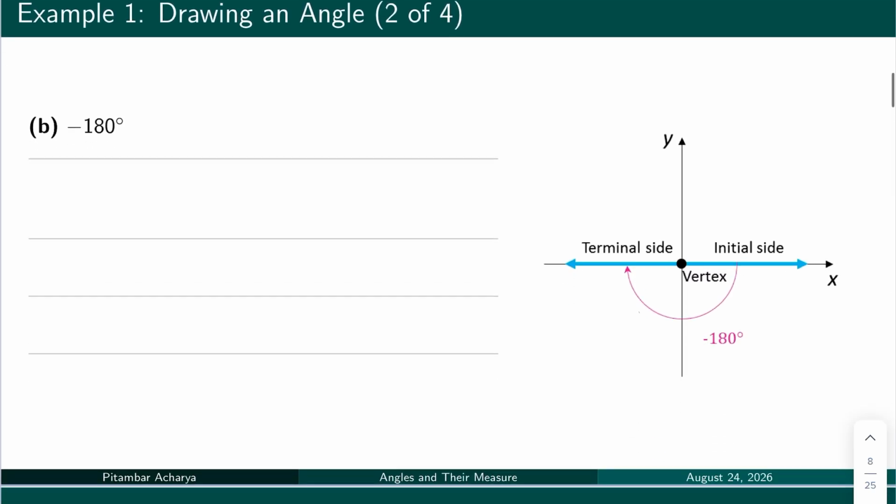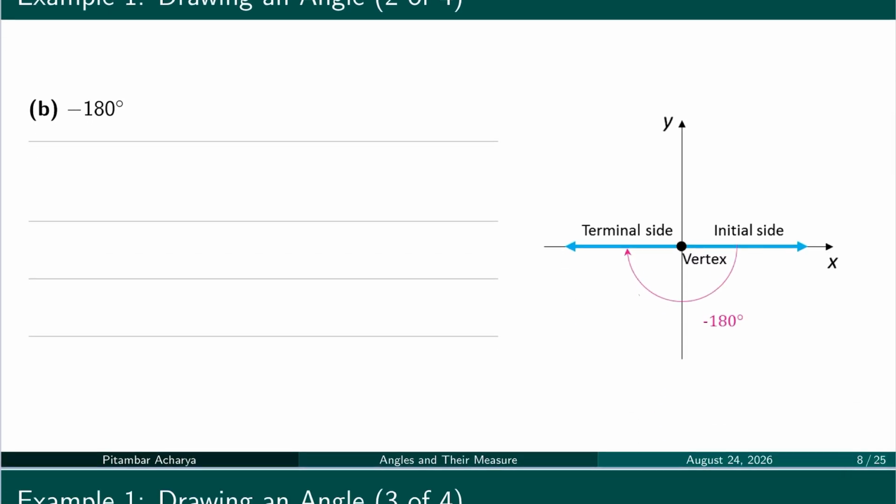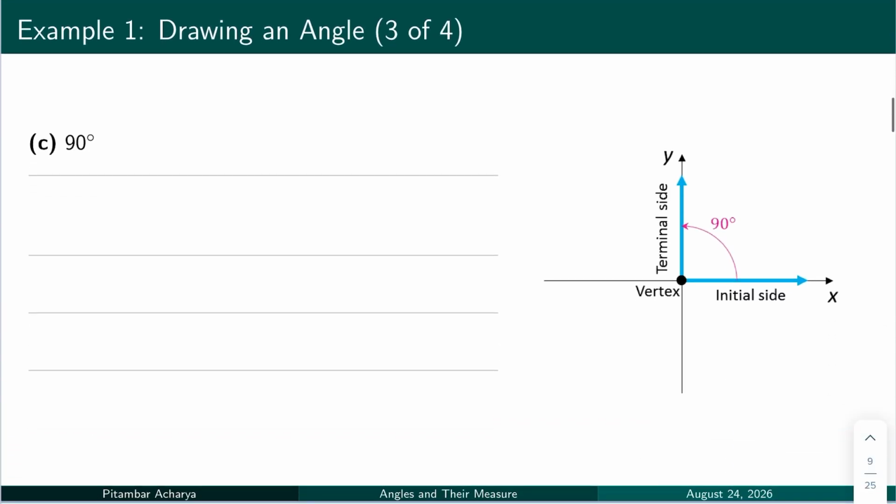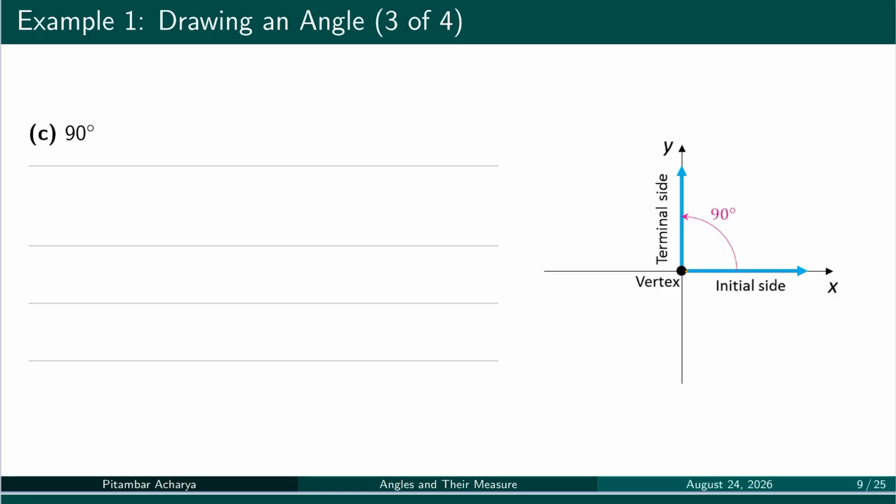And negative 180 degrees. The angle is negative, so it should be in the clockwise direction. So this is the initial side, and this is the terminal side. This is a straight angle, so it is negative 180 degrees. Positive 90 degrees means you have the initial side in this direction, the terminal side in the y direction, and since the angle is positive, the 90 degrees is in this quadrant.